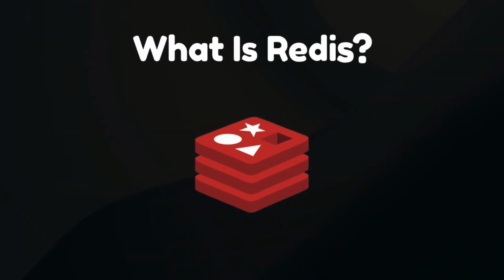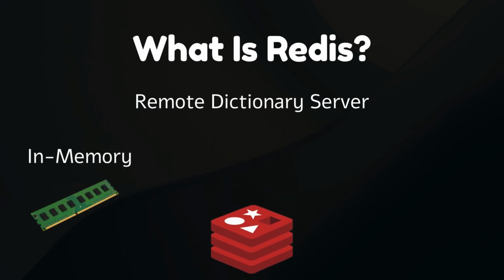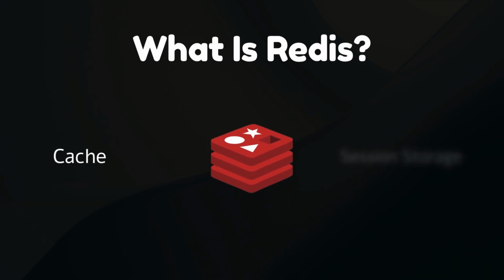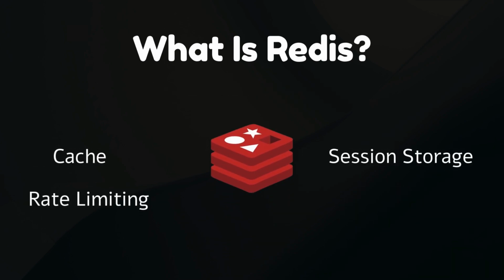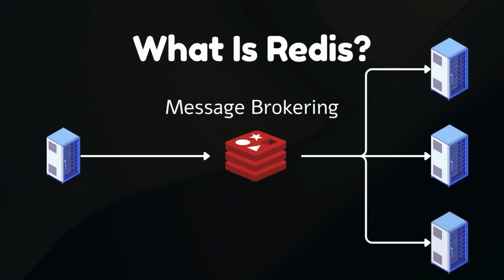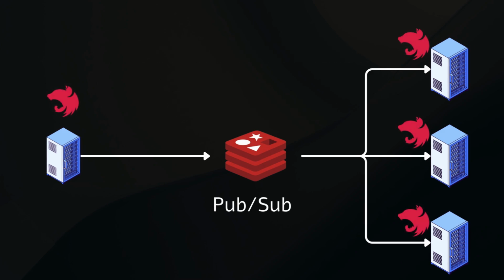So first things first, what is Redis? Redis, or Remote Dictionary Server, is an in-memory data store known for its speed and efficiency. It's widely used for caching, session storage, rate limiting, and message brokering. The last one enables communication between microservices using Redis Pub/Sub. And in this video, we are going to implement this in a NestJS microservices architecture.